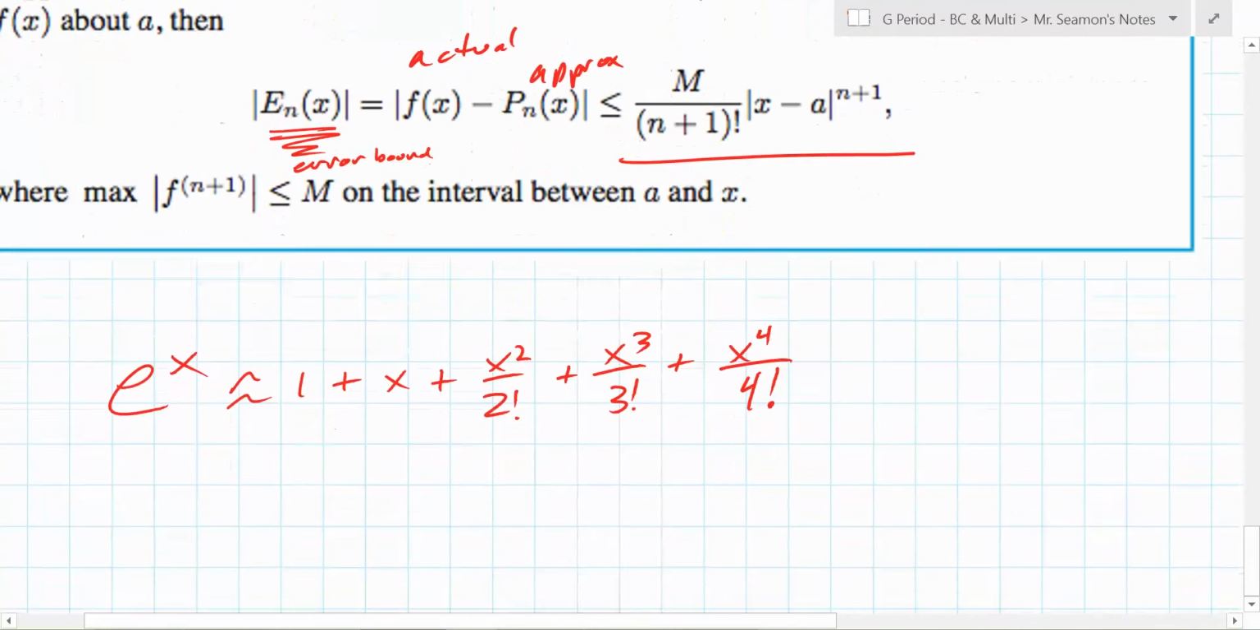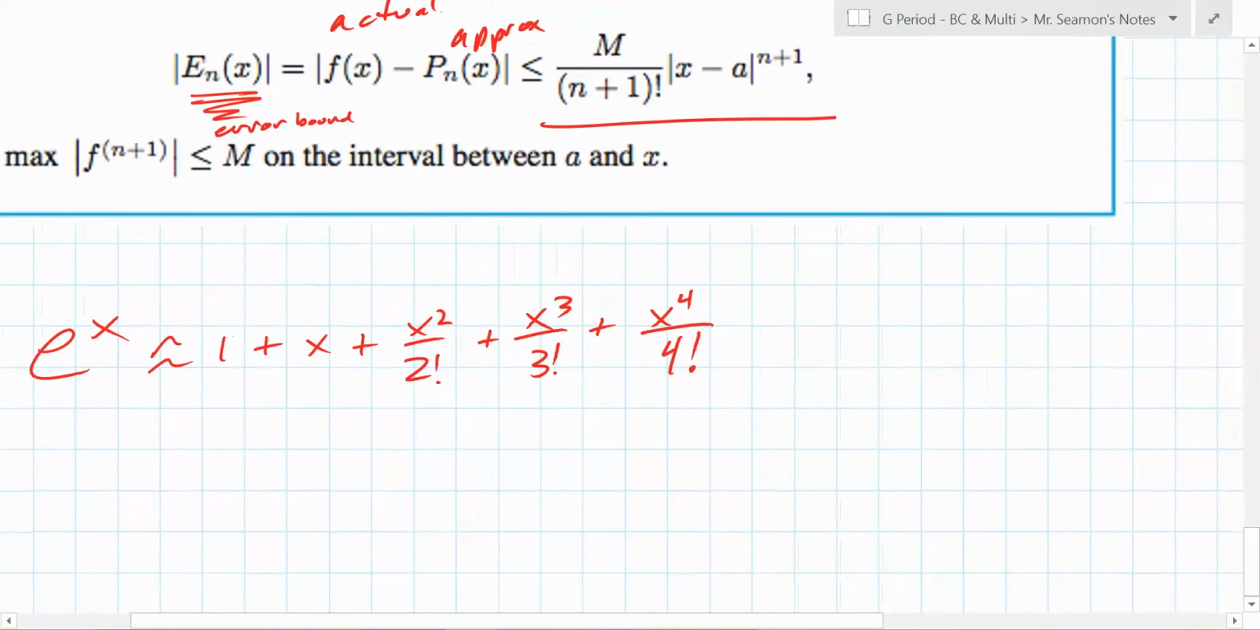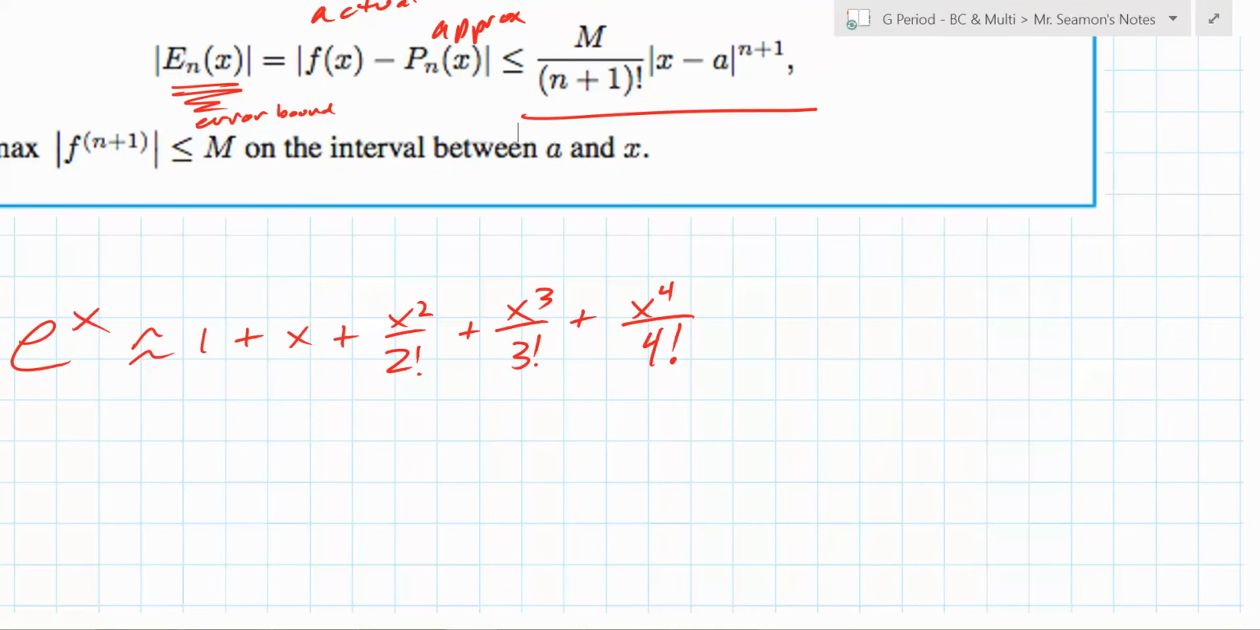The error of this, meaning how far off this is at this point. Because what happens to the error bound as you go further in the Taylor polynomial? It gets smaller, right? So we have m over, in this case, what's n going to be?